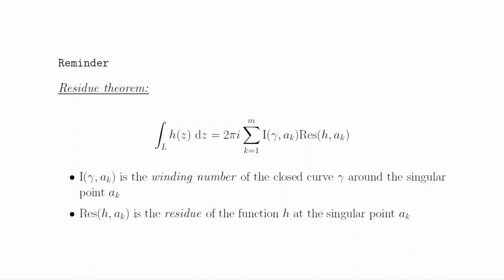So basically we have to consider that h may have m singular points a sub k, and there are two quantities for each singular point. One is the winding number of the closed curve gamma around the singular point a sub k, and the other one is the residue of h at the singular point a sub k. Multiply these two quantities for each singular point, add the products of all singular points, and multiply the result by 2 pi I. According to the residue theorem, this gives you the result of the desired complex line integral.